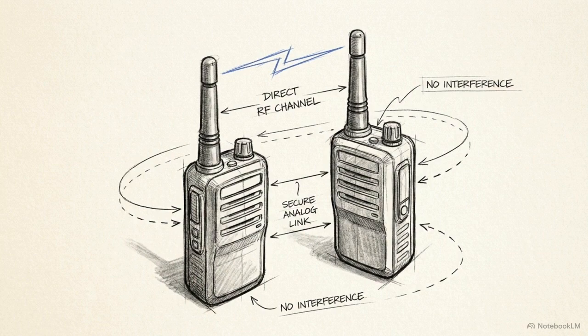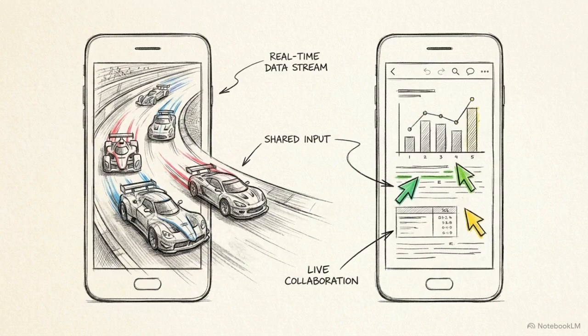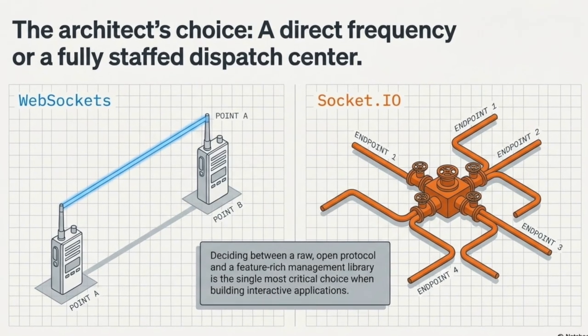Think of WebSockets like a pair of direct, raw walkie-talkies. Socket.io, on the other hand, is more like a fully staffed dispatch center. Deciding between a raw, open channel and a feature-rich toolkit is a huge choice when building an interactive app.